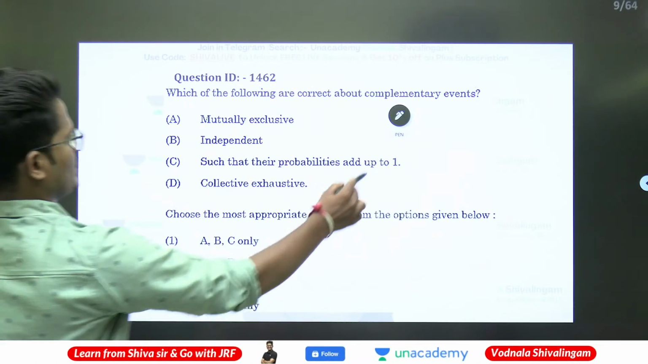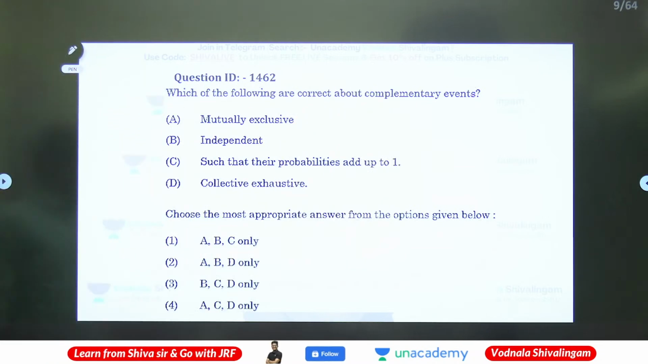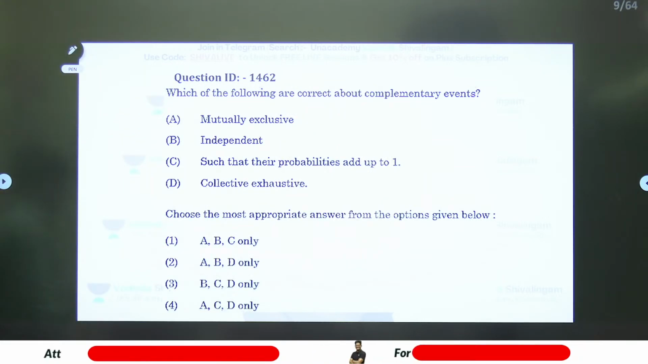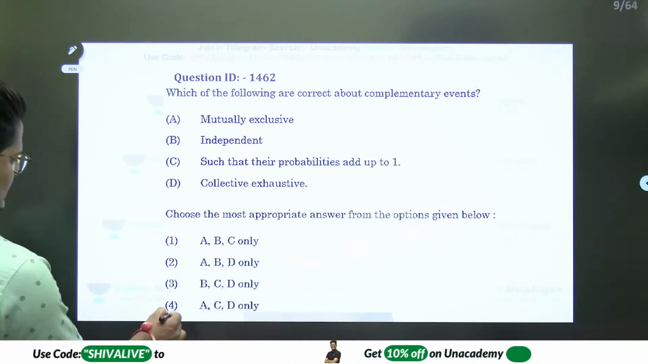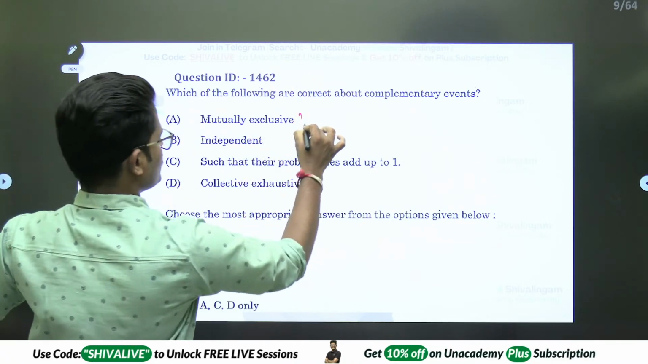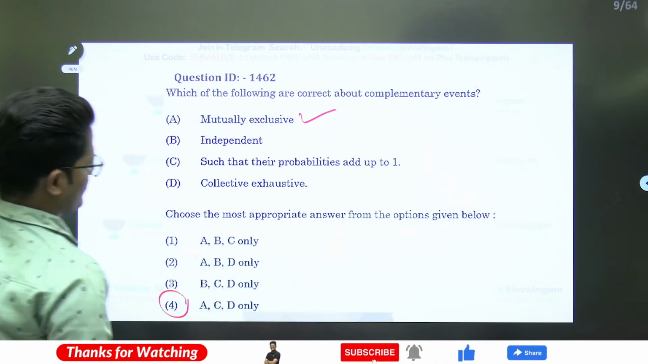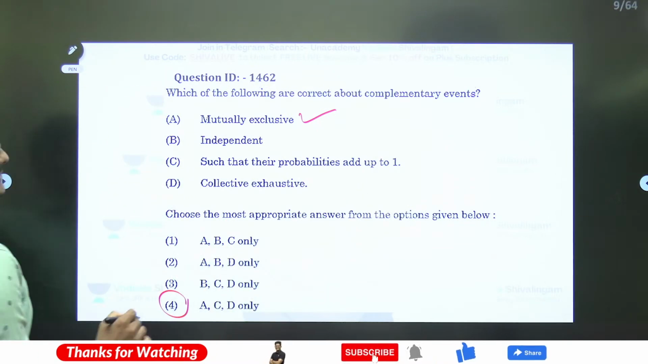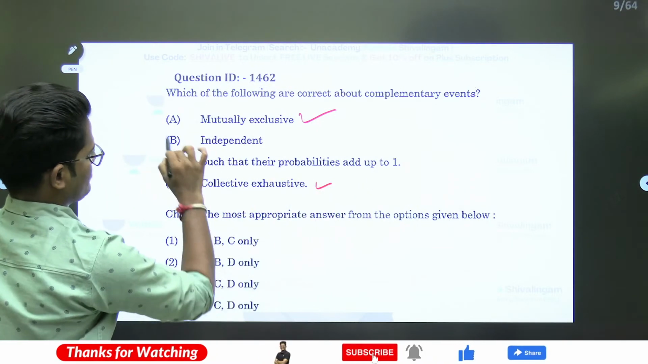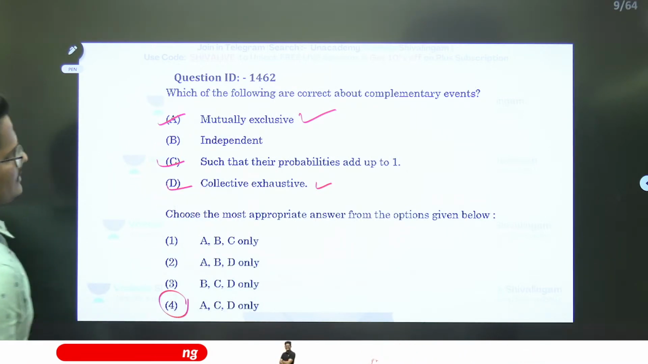Which of the following are correct about the complementary events? The answer is D, that is A, C, D: mutually exclusive, such that their probabilities add up to 1, and collectively exhaustive. These 3 options were given as the correct ones.